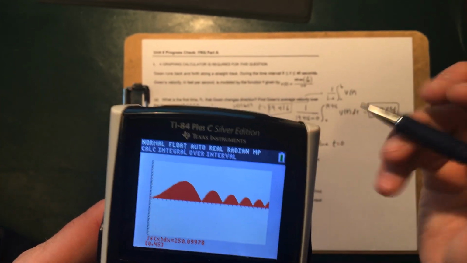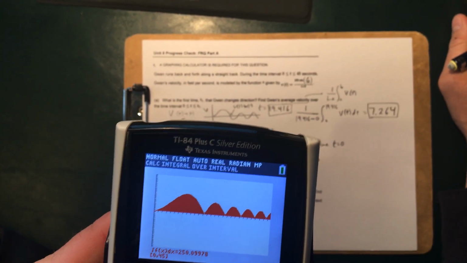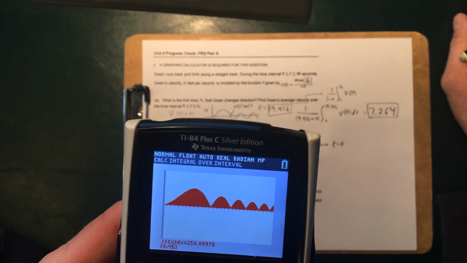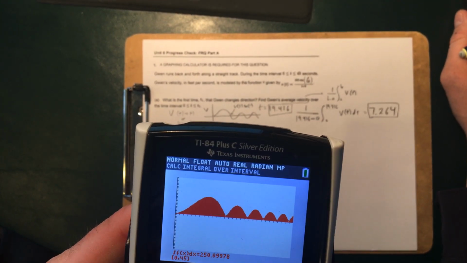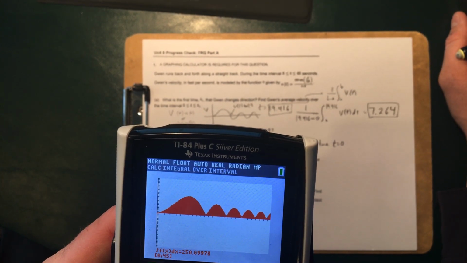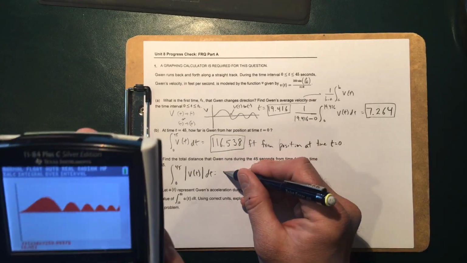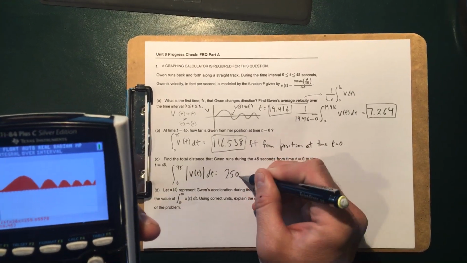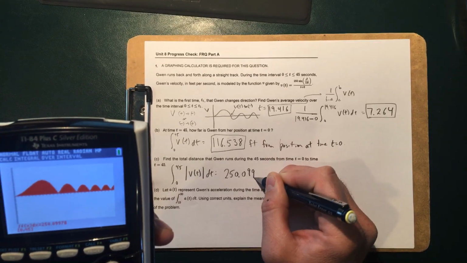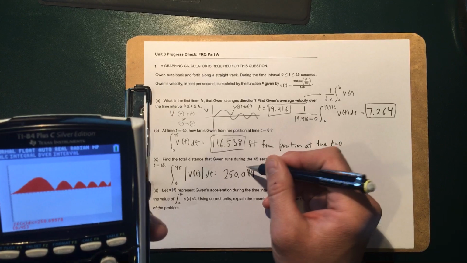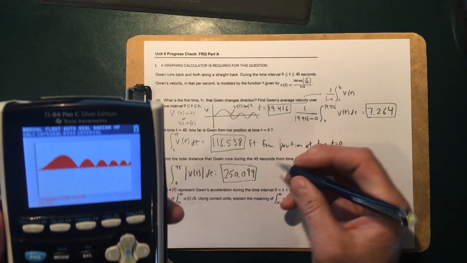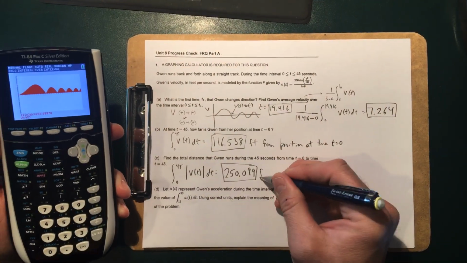250.09947. Uh-oh, that's not exactly accurate. 250.099. Well, that's right to 3 decimal places. So we got 250.099. I'm going to truncate there. Interesting level of accuracy there. So the final total distance is that.